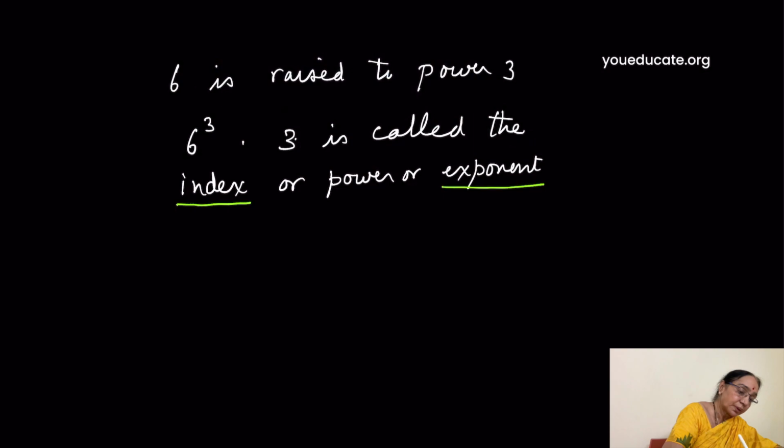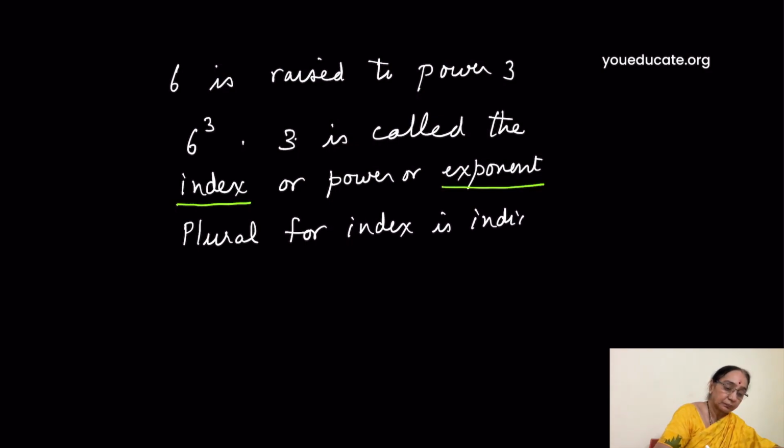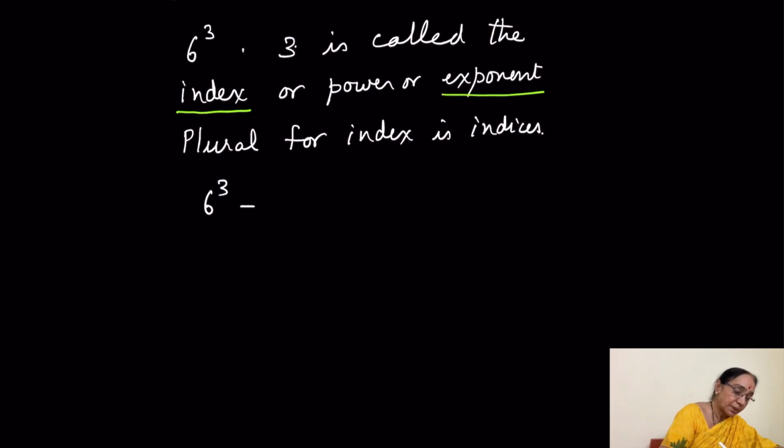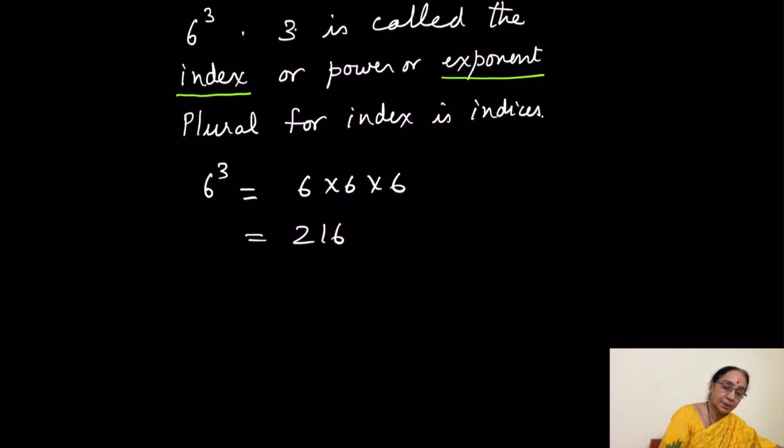The plural for index is indices. So this chapter we are dealing with now is called indices or exponents. Now what does this mean? When 6 is raised to 3, 6 is multiplied by itself 3 times. 6 times 6 times 6, and the answer is 216.